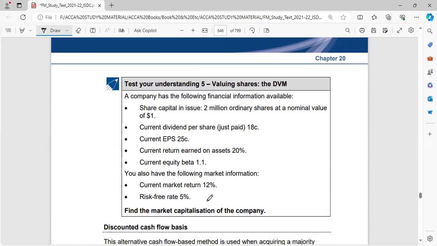Next one, once again, calculate the market value of the company. How to calculate? Total 2 million shares. Recent dividend is 18 cents. EPS is 25. Current asset return earned 20%. Equity beta 1.1. So first of all, we will calculate KE percentage.